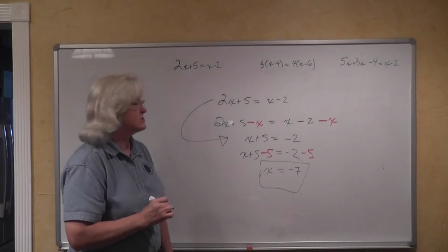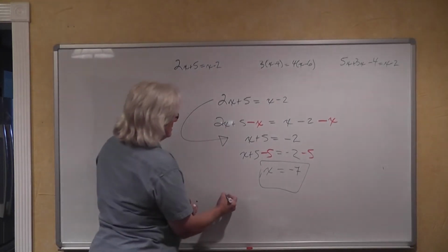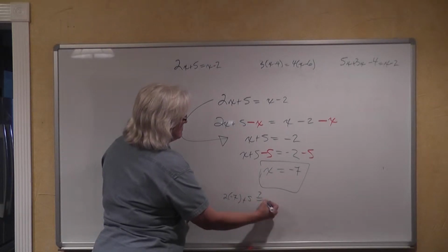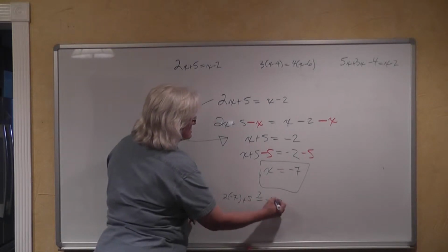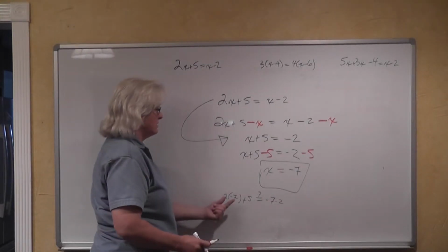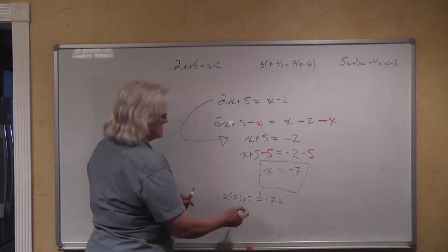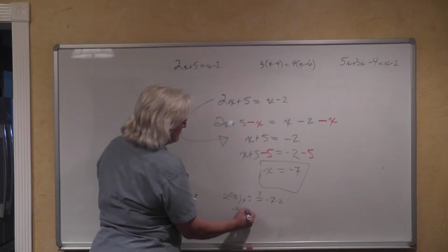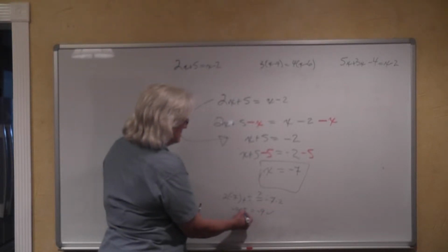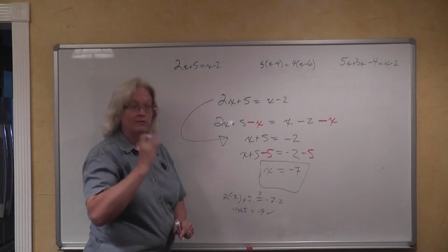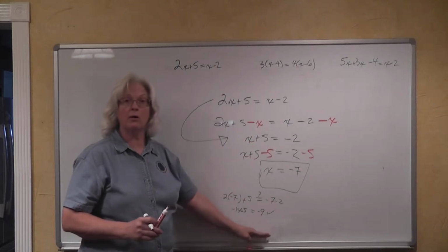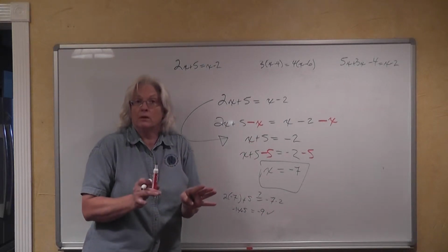Do you think that's the right answer? Well, let's check. 2 times -7 plus 5, is that the same as -7 minus 2? Well, what's -7 minus 2? That's -9. 2 times -7 is -14, plus 5 is in fact equal to -9. And this is all that you need to do that's a little bit extra.